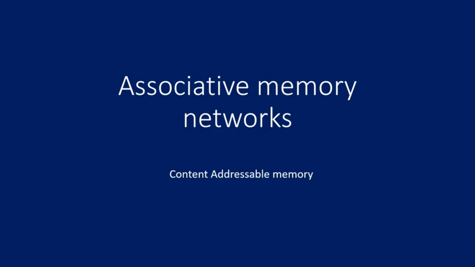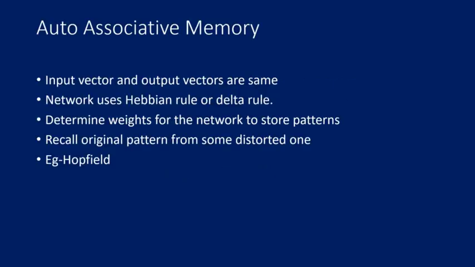Associative memory networks, which are also known as content addressable memory networks. So the first one given here is auto-associative memory. In this type of network, the output vector will always be the same as the input vector. Now obviously the question will arise: if input and output vectors are going to be the same, then what's the use of the network here? The task of the network here is to determine the weights according to the given input, and it will store the patterns accordingly.